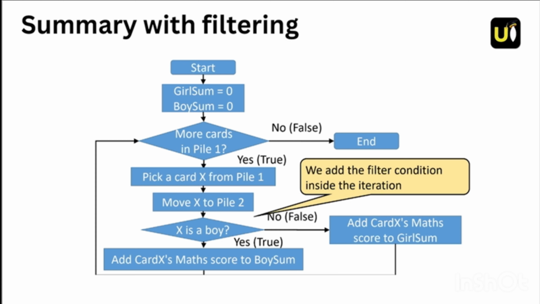So here we're counting the math marks for both girls and boys. So we initiate the sum as 0. This is initiated to 0 every time we start a new data. Okay. So this is initialized to 0. So the first step is checking whether there's more card in pile 1, that is the decision box. If yes, we pick a card from pile 1, move X to pile 2. If X is a boy, then add card X marks to boy sum. If this box is false, if the gender thing comes false, then it's obviously going to be a girl. So we add the score to the girl sum.